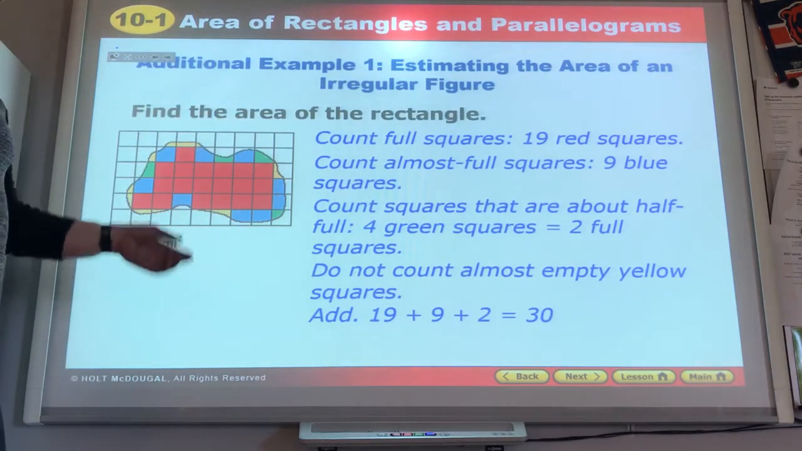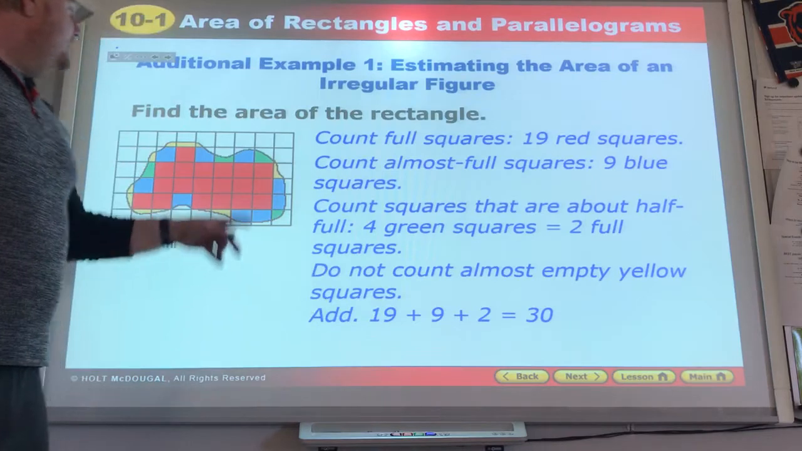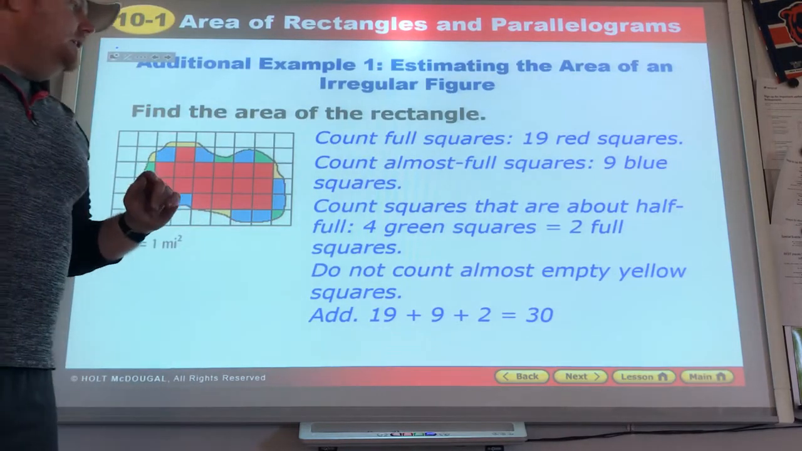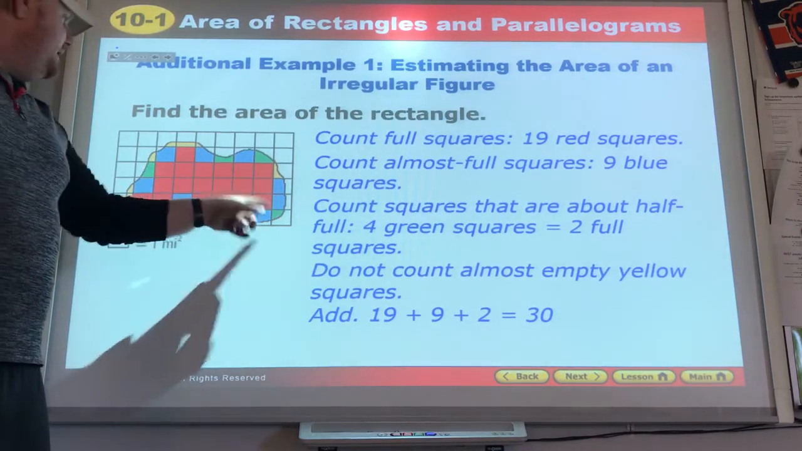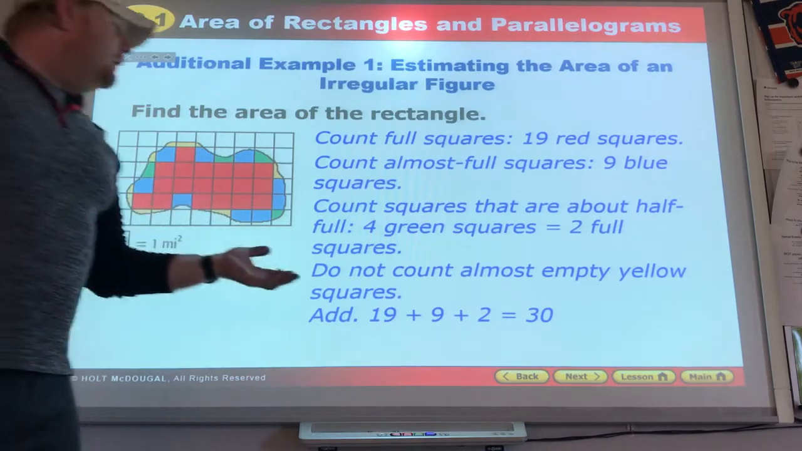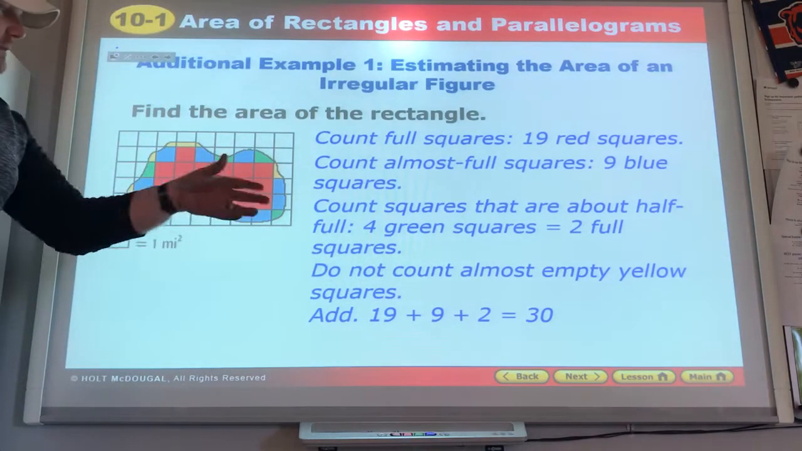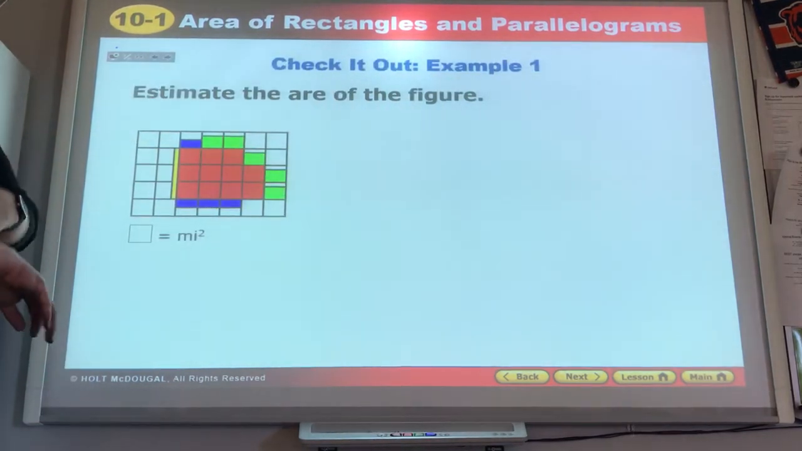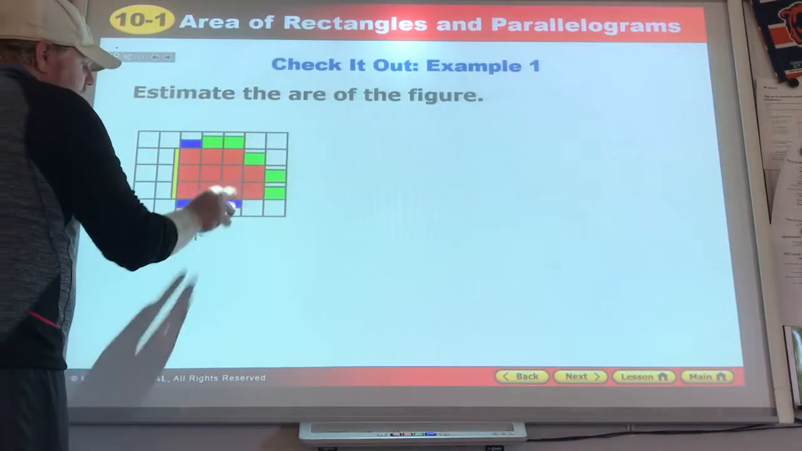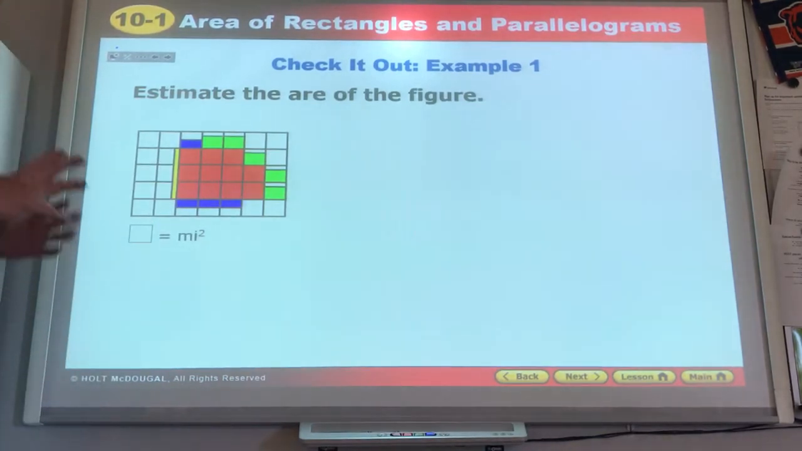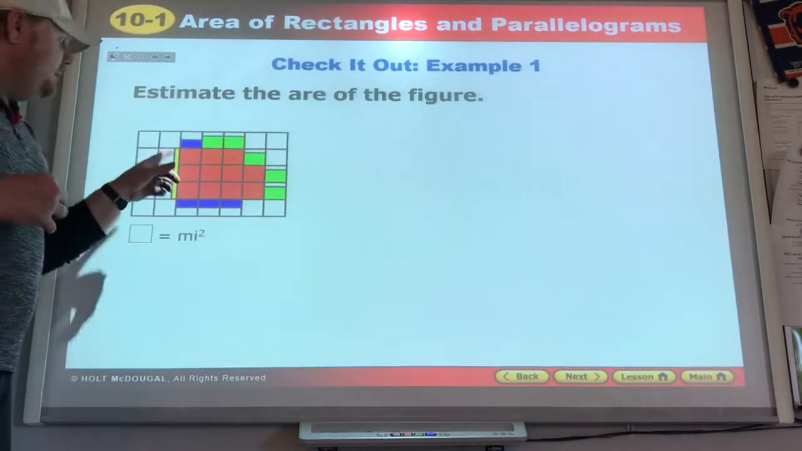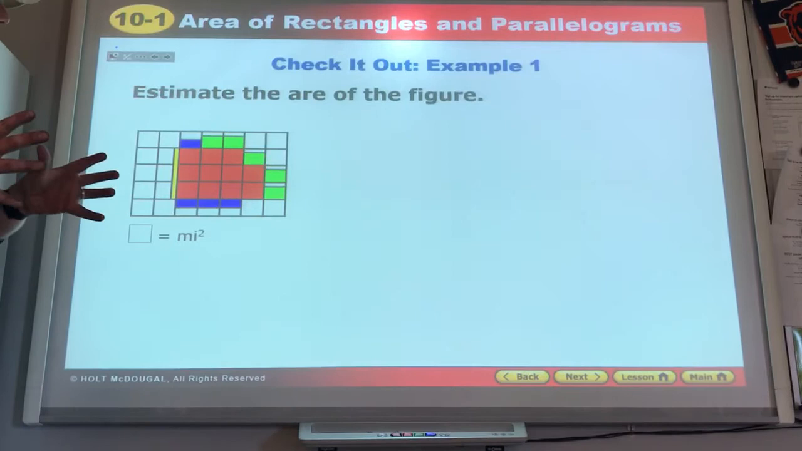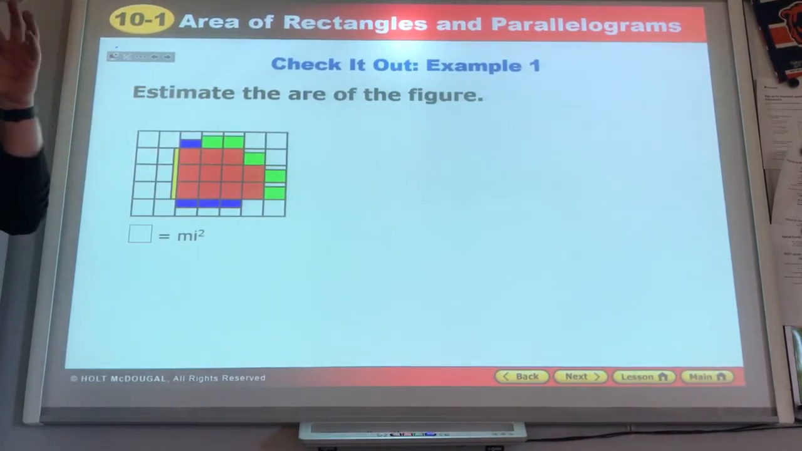Now when we add the 19 full ones, the 9 blue ones, which we counted as 1, and then there were 4 that were green and half of a square, well, 2 halves make a whole, so that'd be 2. We get 30. All right, we look again here. We count the full ones, the 1 square by 1 square. This is literally what we're doing. How many of these 1 by 1 squares will fit on a shape?